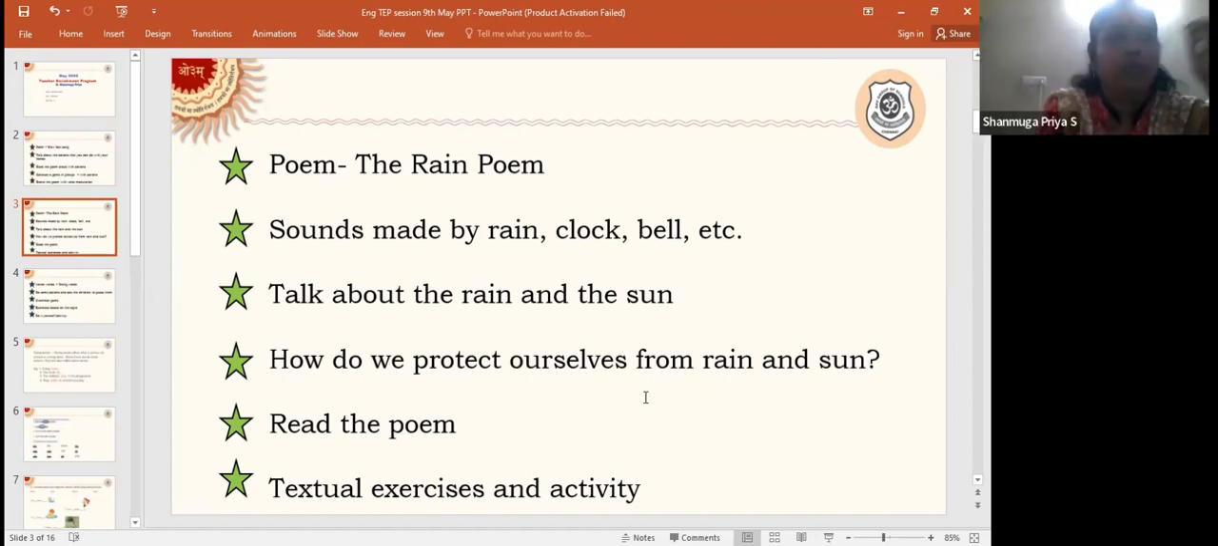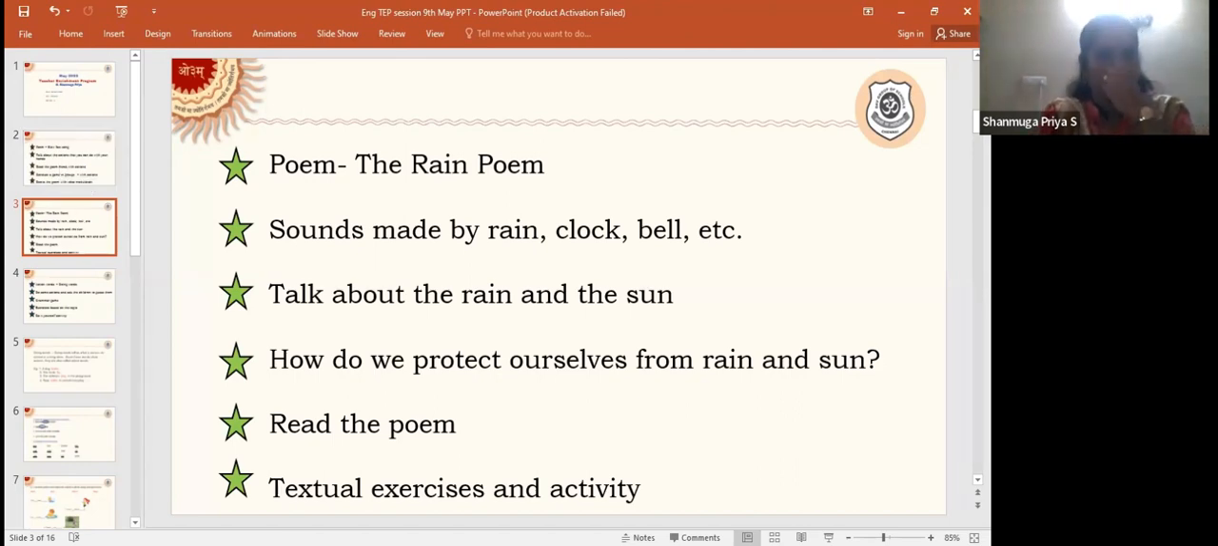So after reading this poem, we can make them read two or three times, and then ask them to underline the action words here too. Okay, so they can underline the action words, and also you can ask them to recite the poem with the actions, and they can sing it along also with a tune.